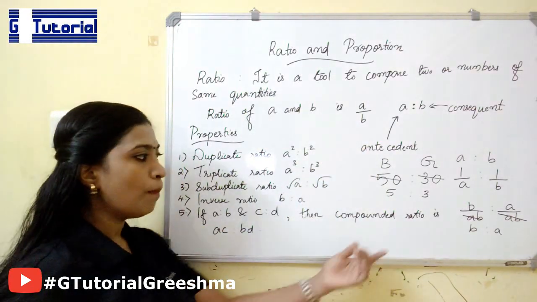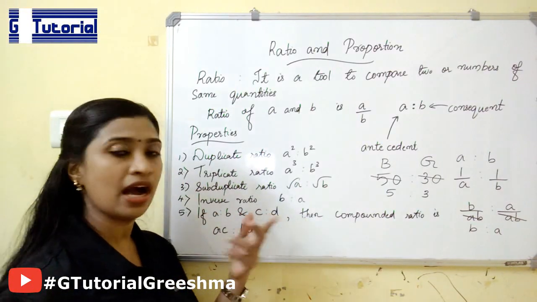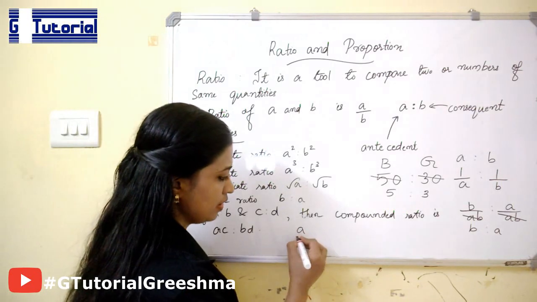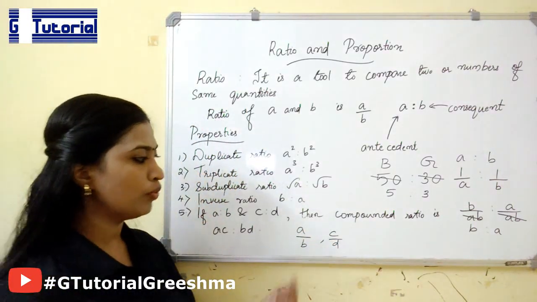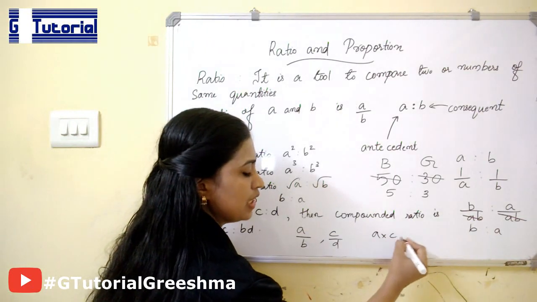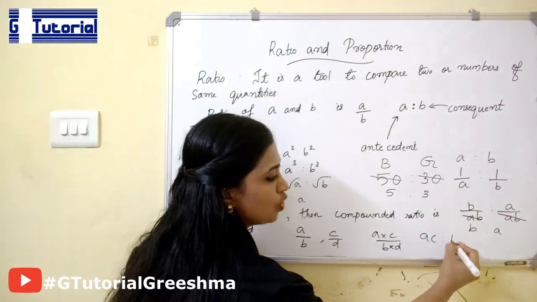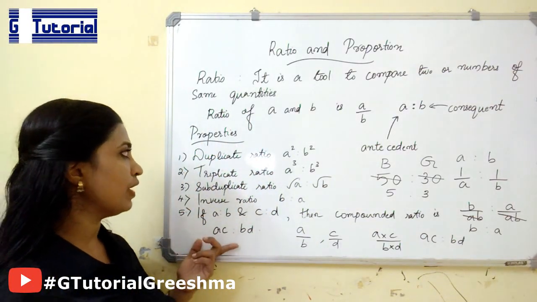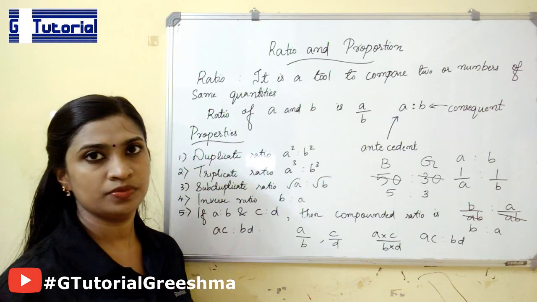Next is compounded ratio. If A is to B and C is to D are any two ratios, then the compounded ratio is A into C by B into D. That is AC is to BD. These are the 5 important properties related to ratio.